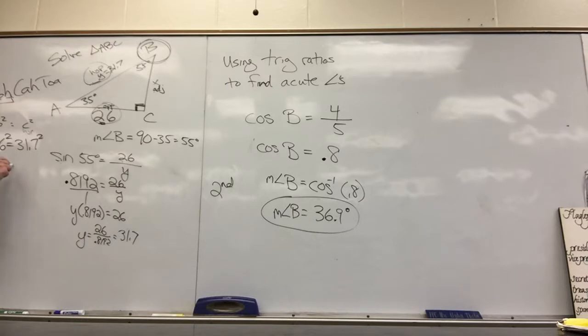31.7 squared is 1004.9. Okay. And then I got to subtract those, so is that 300 something? 1,004.9 minus 676 is 328.9. And then to finally get that, now I got to do the square root of that. So what's the square root of that? 18.1.